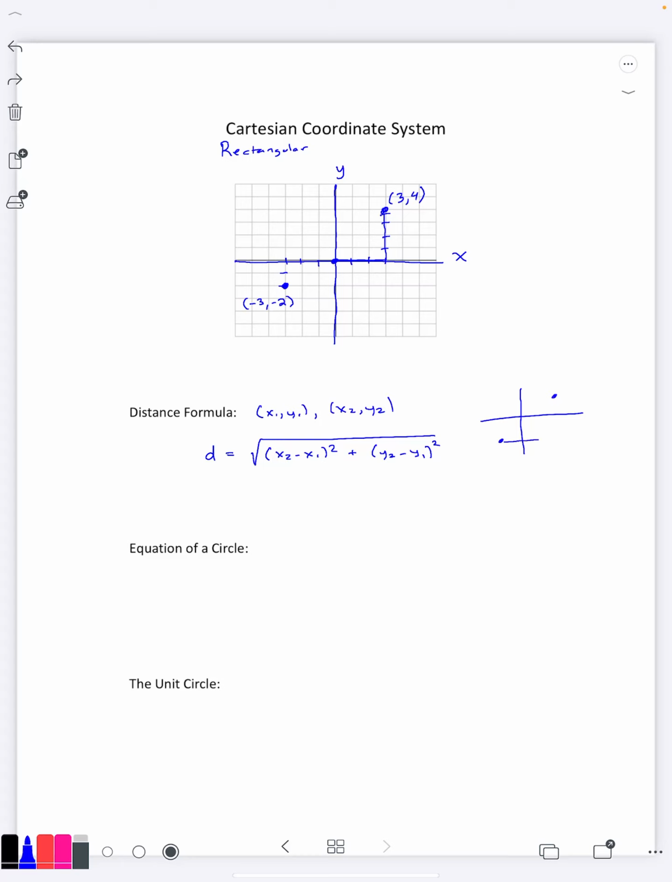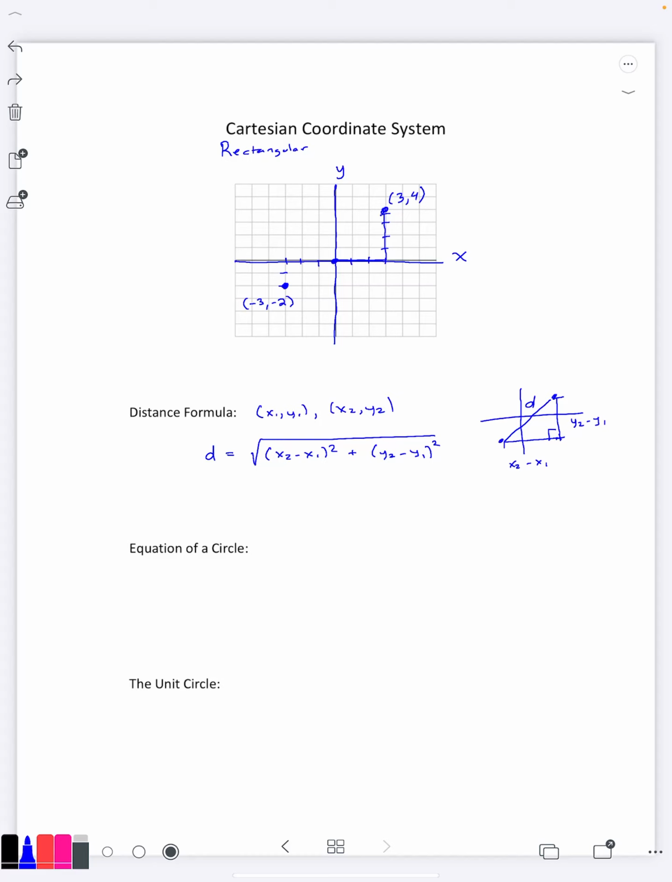So the idea is, how far did you move to the right? That's going to be x2 minus x1. How far did you move up? It's going to be y2 minus y1, or at least the absolute value of those numbers. And if those are your 2 sides of this right triangle, you can find the distance here by using the Pythagorean theorem, a squared plus b squared equals c squared, and you're going to get exactly this distance formula.